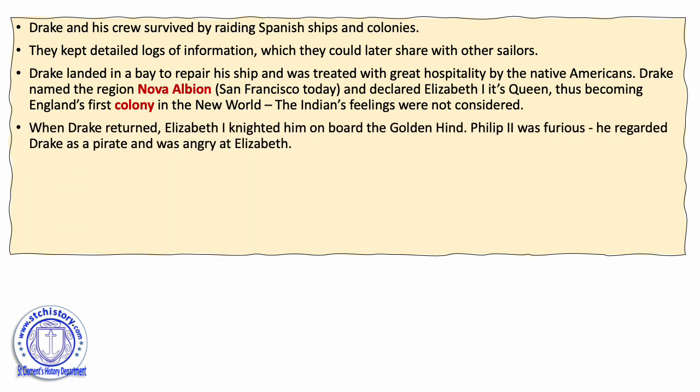Okay, so when Drake returns, as we've said, Elizabeth knights him on board the Golden Hind. Philip II is furious. He regarded Drake as nothing more than a pirate. He's furious at Elizabeth. He blames Elizabeth for paying for Drake to do this. So when we are thinking about this relationship breakdown, this has got to be absolutely fundamental in any answer that you come to why the war happened.